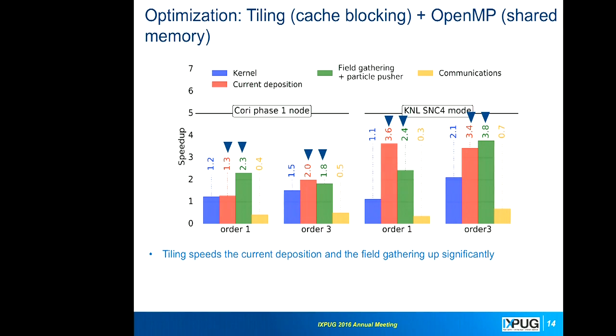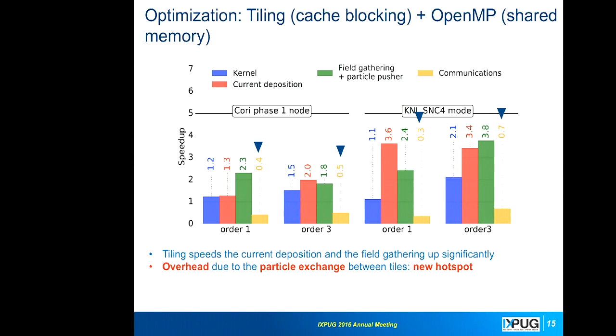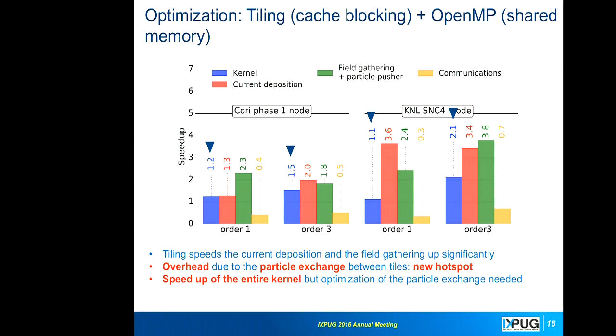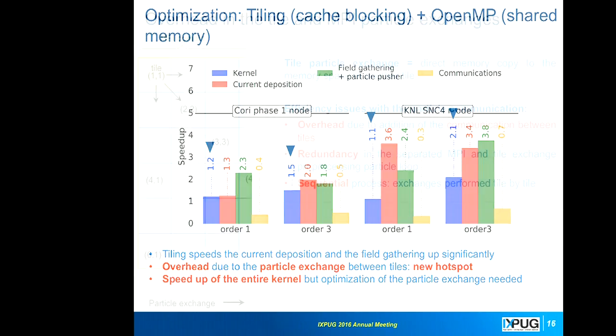So first, what we can see is that the tiling significantly speeds up the current deposition and the field gathering, which are the two interpolation steps. However, due to the addition of the tiling, we have a new particle exchange step, which means an overhead, and this becomes the new hotspot of the code. Finally, we still have a speedup for the entire kernel, but we have to optimize the particle exchange. So this is the next step.